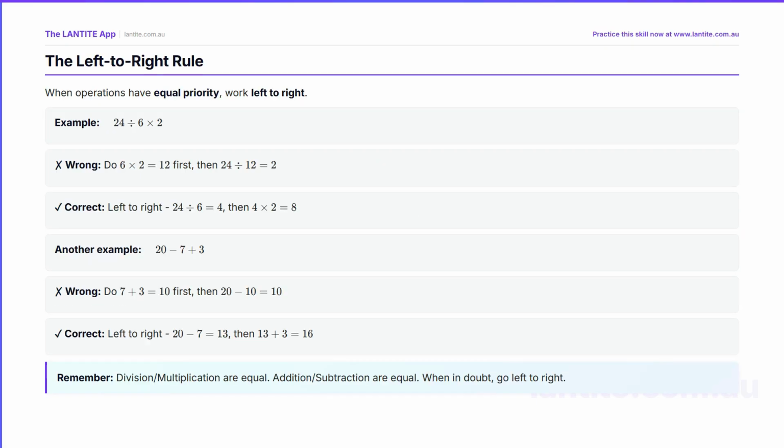This slide highlights a very common trap. When operations have equal priority, you must work left to right. Take 24 divided by 6 times 2. Since division and multiplication have equal priority, we go left to right. 24 divided by 6 is 4, then 4 times 2 is 8. If you mistakenly multiplied first, you'd get the wrong answer of 2. The same rule applies to addition and subtraction. In 20 minus 7 plus 3, go left to right. 20 minus 7 is 13. Then 13 plus 3 is 16.